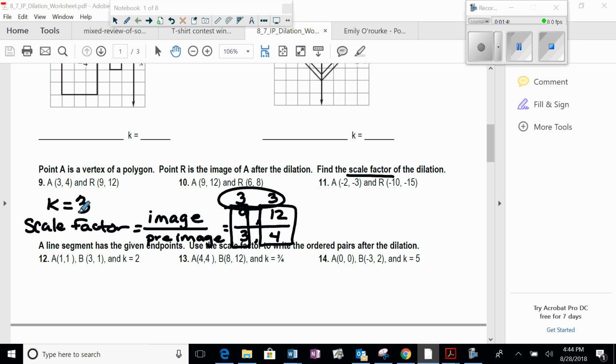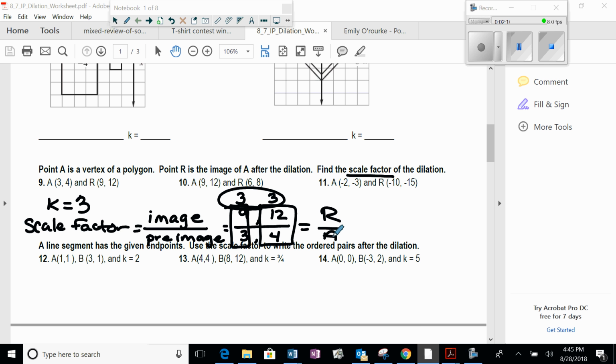So you're going to do the same thing for number 10 and number 11. You're going to set up your ratio of scale factor, which is image over pre-image. So you're going to put R over A when you're putting your coordinate points. All right, so let's look at number 12 so that you can do the next section.